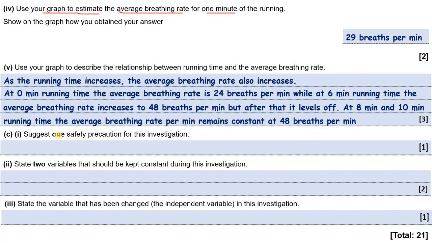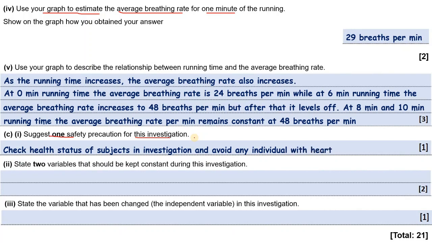Suggest one safety precaution for this investigation. Now guys, this investigation is basically taking up individuals and their health condition. So in this investigation, we will consider a safety precaution related to the health of the individual. We need to consider the health status of the subjects we are considering for our investigation and avoid any individual with heart disease.